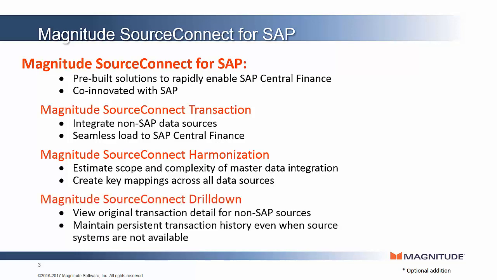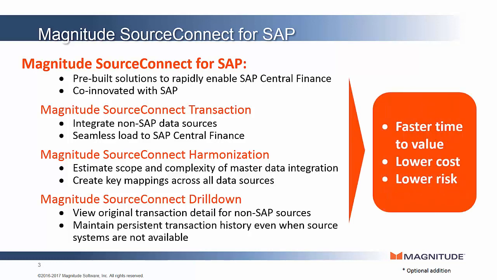Third module, Magnitude SourceConnect Drill Down, which is a micromart type of approach where original transaction information that we've pulled from non-SAP sources is preserved in a mart, which we happen to store in HANA, and that persistent information can be used to review source details that are not loaded into Central Finance and produce perhaps some lightweight reporting across that data as required, and to maintain a persistent transaction history even when source systems are not available if those source systems become deprecated. All of this is here in order to provide a faster time to value for your implementation with a lower cost and lower risk.